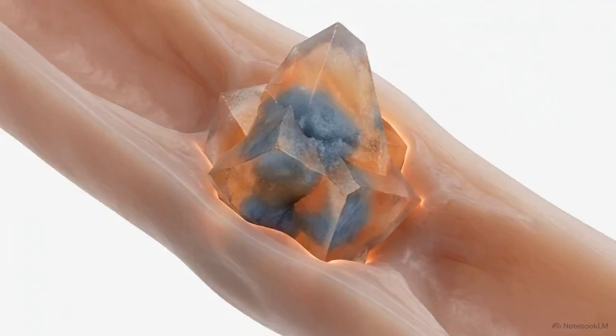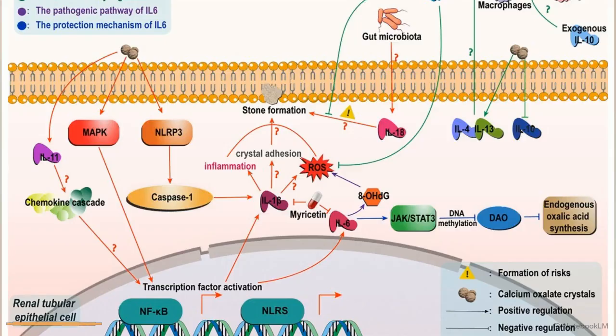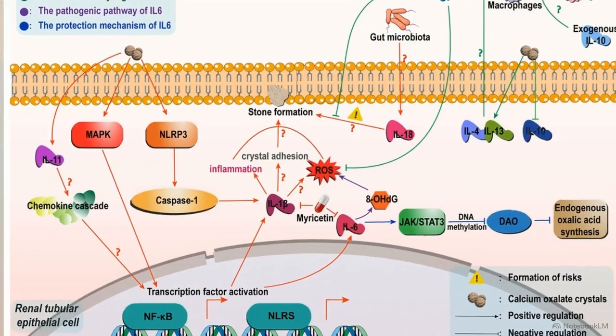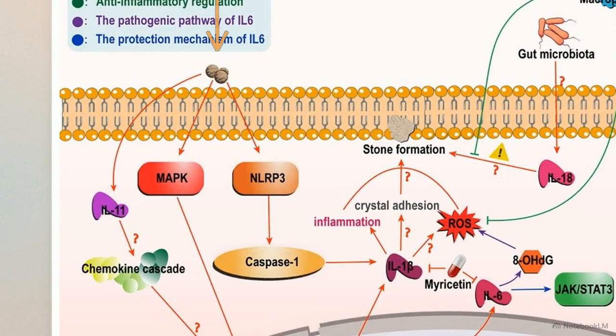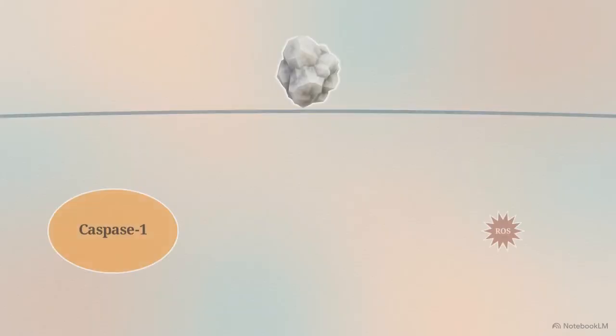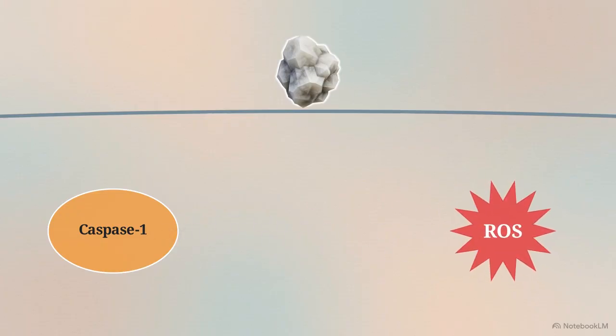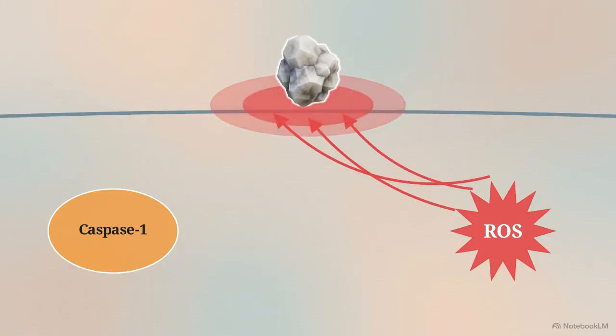Modern pathophysiology identifies kidney stone formation as a proactive biochemical engine rather than the passive accumulation of crystals. This diagram illustrates the cellular environment of a renal tubular epithelial cell. Sharp calcium oxalate crystals act as an immediate stressor, triggering the activation of the NLRP3 inflammasome, which then activates caspase-1. Caspase-1 releases the potent pro-inflammatory cytokine IL-1 beta. This drives massive generation of reactive oxygen species, causing direct oxidative injury and a positive feedback loop that enhances further crystal adhesion to the epithelial lining.